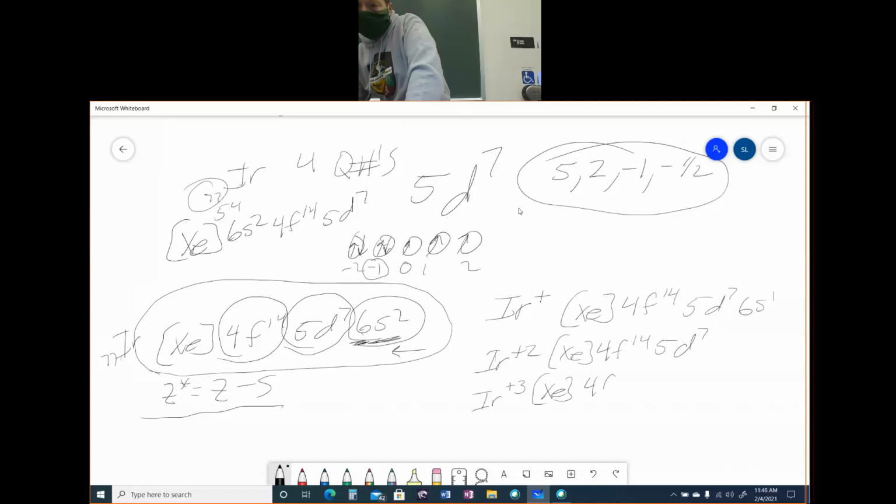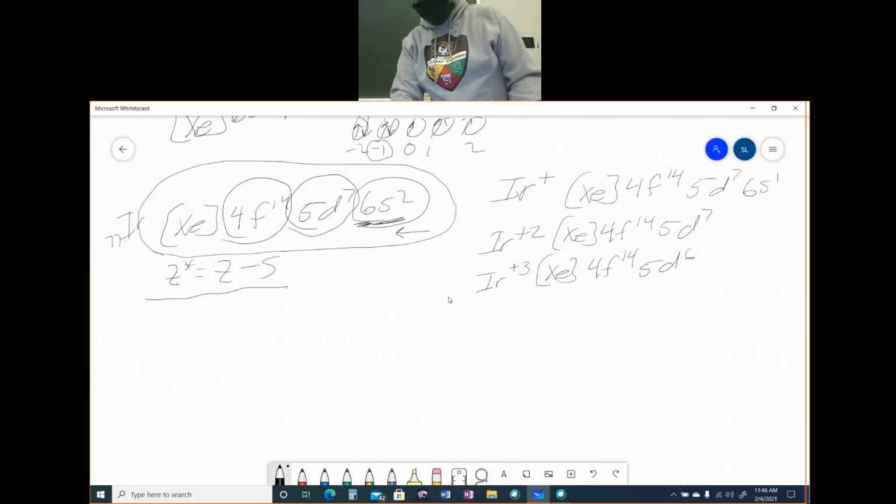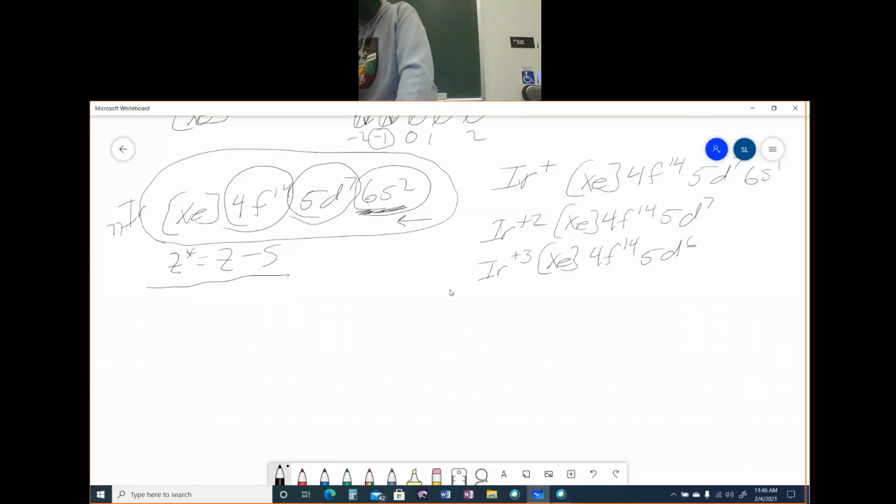And so that would be 4f14 5d6. All right, there's always exceptions to the rule that do make sense. We're going to do the predicted values, but there could be a thought question like, what would be possibly better than this electron configuration of 5d6?